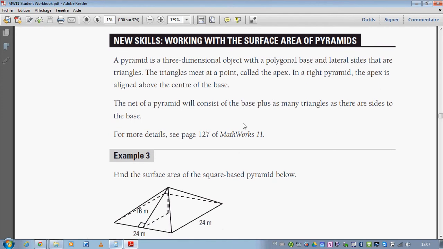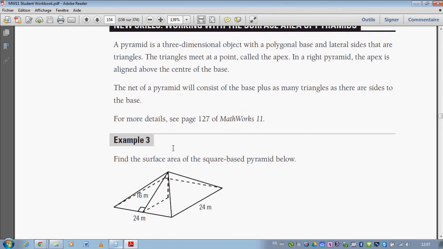Now, the next topic is working with the surface area of pyramids, and right here they're giving you an example. Find the surface area of the square-based pyramid below. A square-based pyramid means the base of the pyramid has side lengths of 24, and they're all equal. So the base of the pyramid is a square.